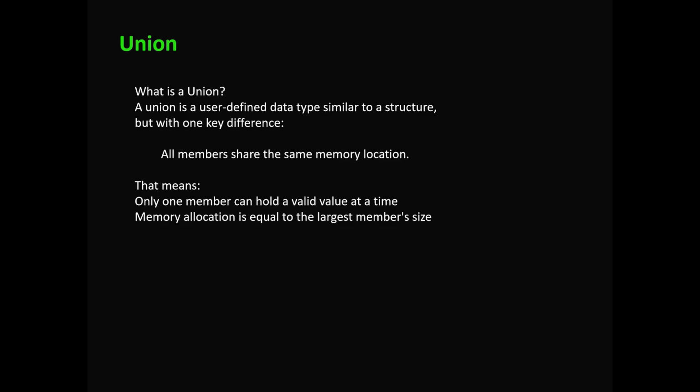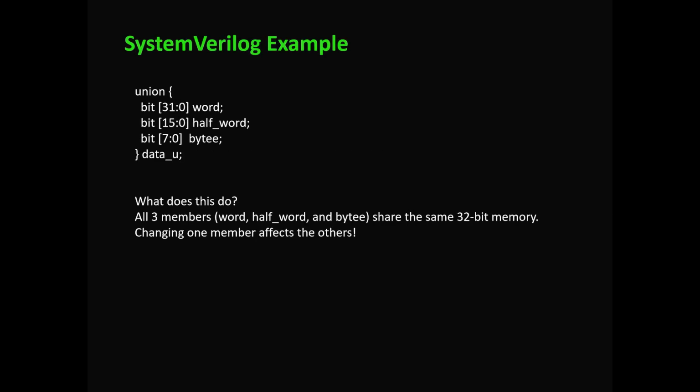What does it mean? Only one member can hold a valid value at a time. And you can also say the memory allocation is equal to the largest member size. So suppose in the last example, the largest memory allocation is for variable d, which is 32 bit. So that allocation will be considered as the real memory, and the other variables will access that memory. Okay. So that's how union works.